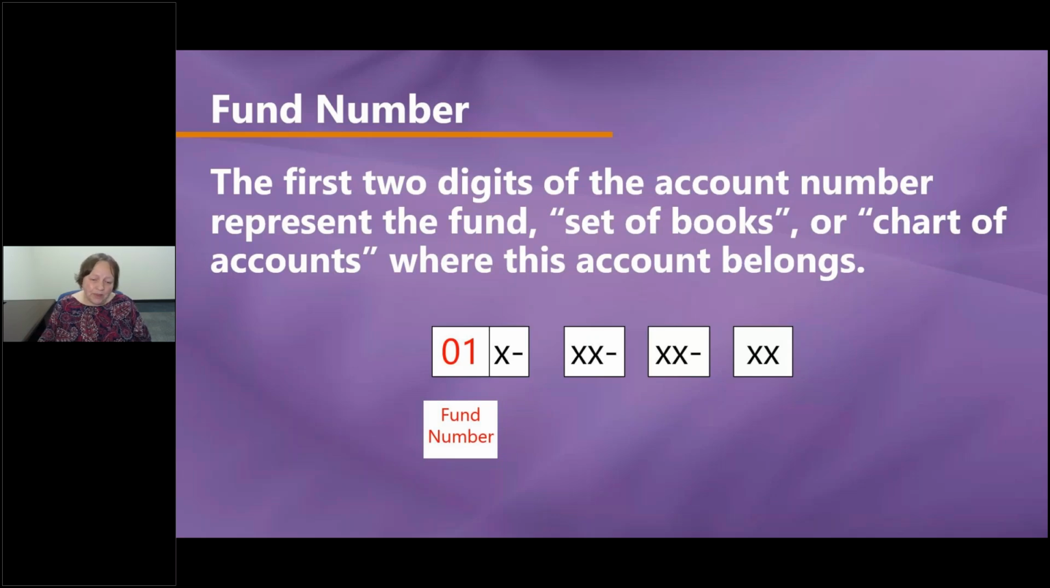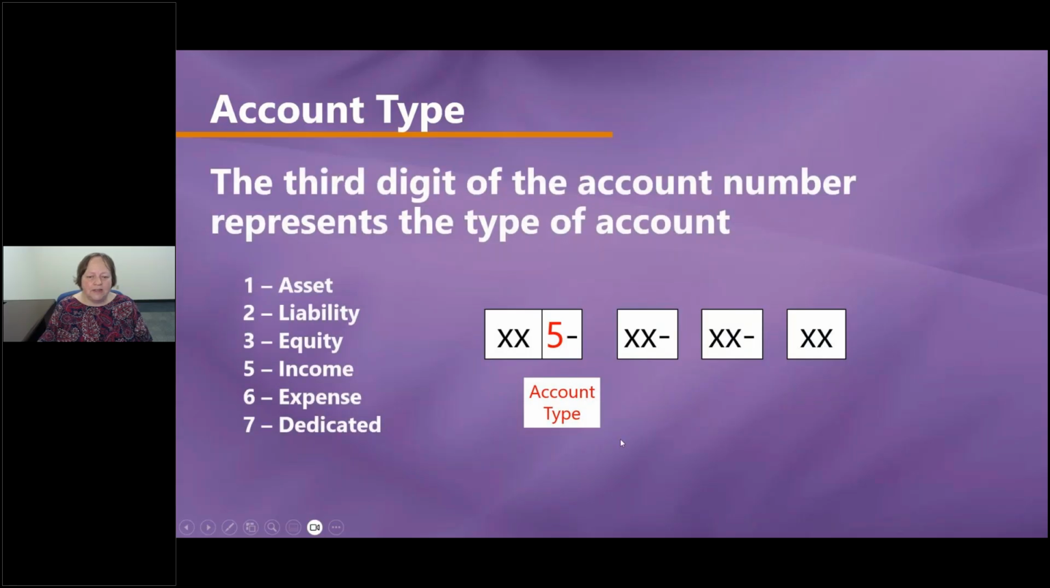So that's how you'd identify which of the funds or books you're in, so which chart of accounts you should be looking at. And then the next number you'll see is the account type. And you'll see over here a list of the numbers that correspond to each account type. I'll be real honest, I don't know why there's no number 4, but there's not.